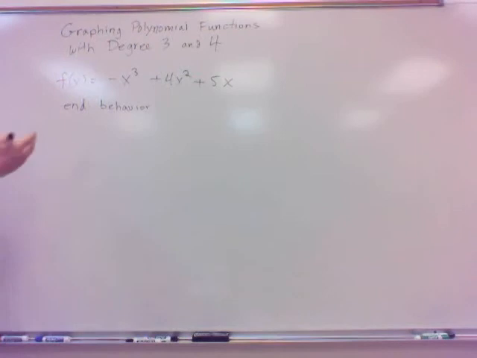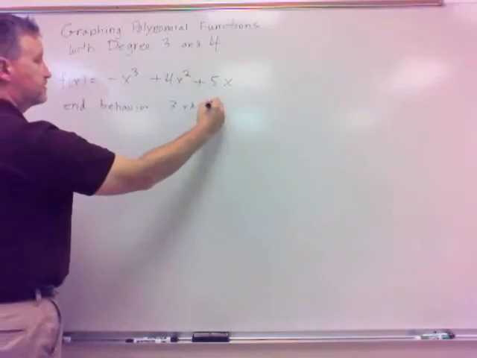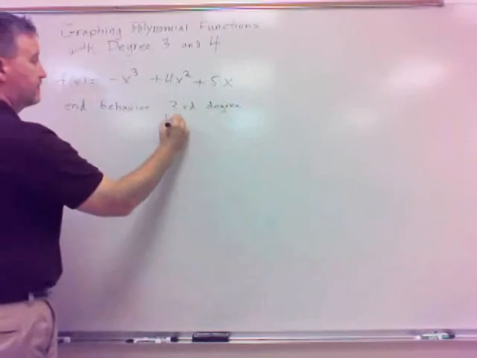Okay, and so this one's third degree. And what do you know about that? Third degree. Well, the ends, they alternate, right? One is up and one is down. And in this case, which way? Left will be up and the right will be down.